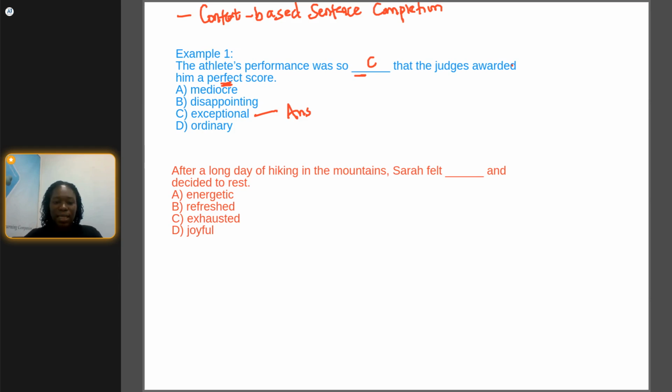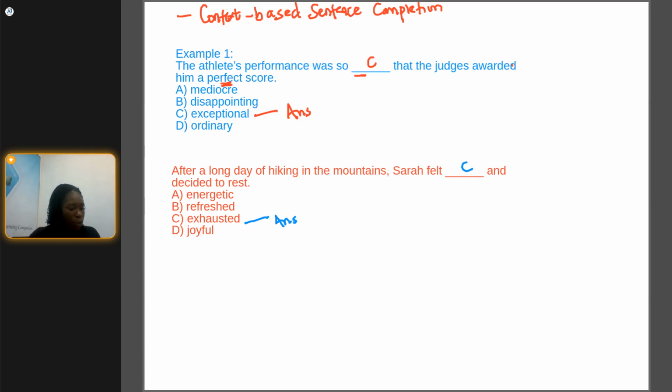So the context of this sentence helps us to choose the most appropriate option. And we know that after a long day of hiking in the mountain, Sarah is expected to be tired, expected to be exhausted. And if Sarah decides to rest after being exhausted, then we know that this is our answer. So option C is the most appropriate. That's context-based sentence completion. Please do not forget context. When we talk about context, you're talking about the sentence itself, the words in the sentence that help you determine the meaning of that sentence.